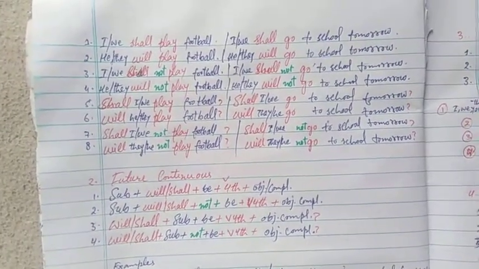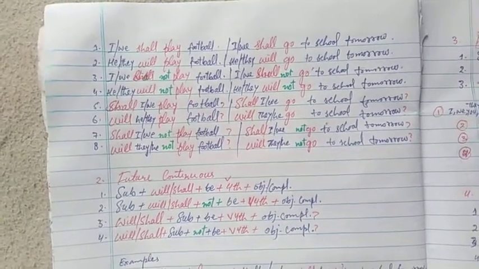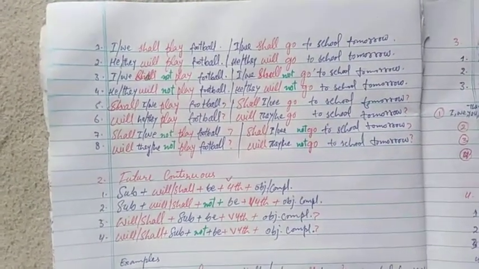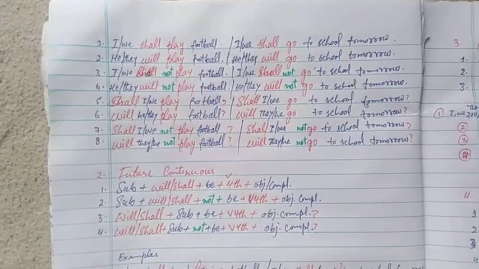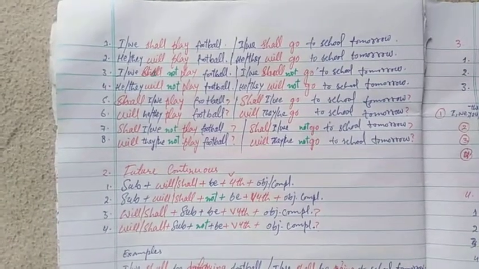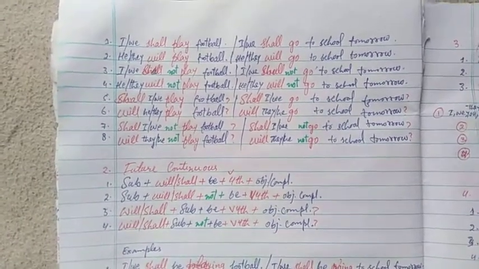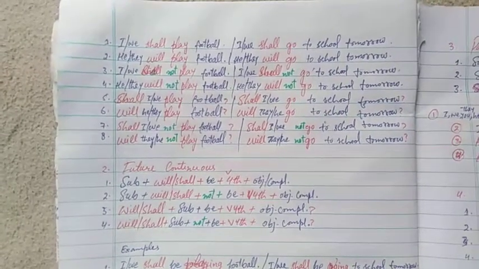तो इस तरह से फ्यूचर के लिए यूज़ करेंगे. he और they के साथ क्या है, will यूज़ करेंगे. He will play, they will play football, वो कल फुटबॉल खेलेंगे. He will go to school tomorrow, they will go to school tomorrow. इस तरह से. अब अगर आपको नेगेटिव करना है तो I shall not play football tomorrow, कल मैं फुटबॉल नहीं खेलूँगा. I shall not go to school tomorrow, कल मैं स्कूल नहीं जाऊँगा. They will not go to school tomorrow, they will not play football tomorrow.